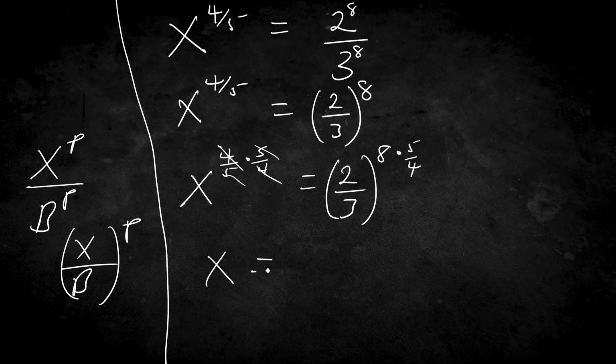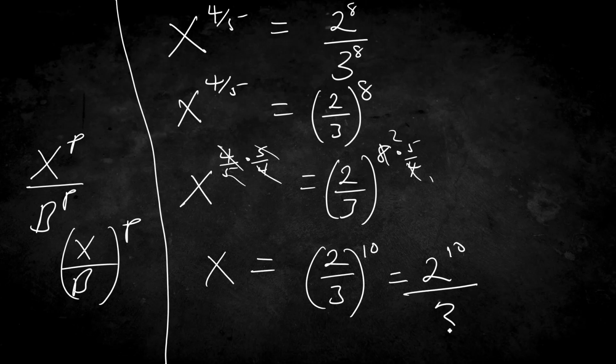So x, 4 here, 1; 4 here, 2. So we have (2/3) all raised to 10. That is 2 to the power 10 over 3 to the power 10. So that's it.